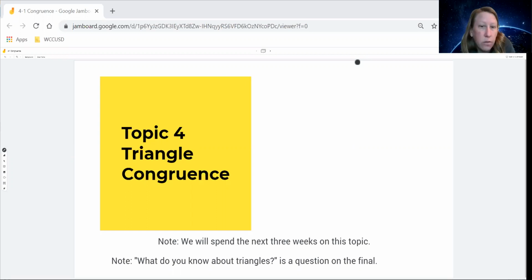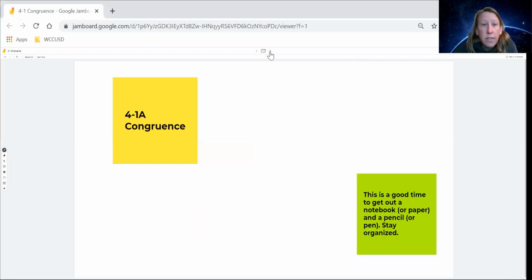The topic is triangle congruence. And we're going to spend about 3 weeks on this topic. It's also a question on the final. We're going to ask you, what do you know about triangles? And you'll have a chance to tell us.